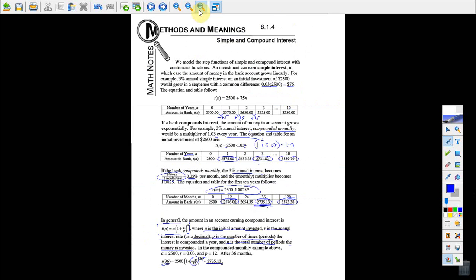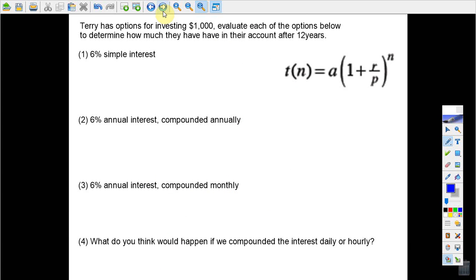All right, so guys, here's your homework problems. Terry has options for investing $1,000. Evaluate each of the options below to determine how much they have in their account after 12 years. Option 1, we're doing a 6% simple interest, meaning it's not compounded. They just get the 6% on the original investment each year. Option 2, they have a 6% annual interest that's compounded annually, so at the end of each year it's compounded. Number 3, 6% annual interest compounded monthly, so at the end of each month it's compounded.